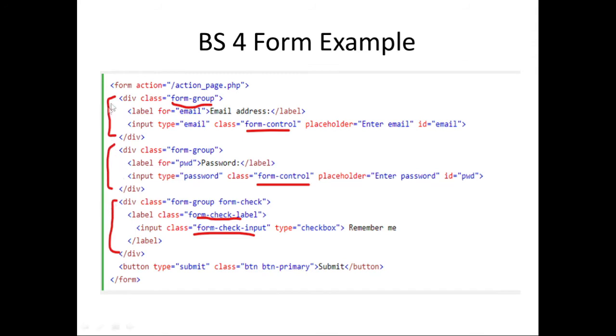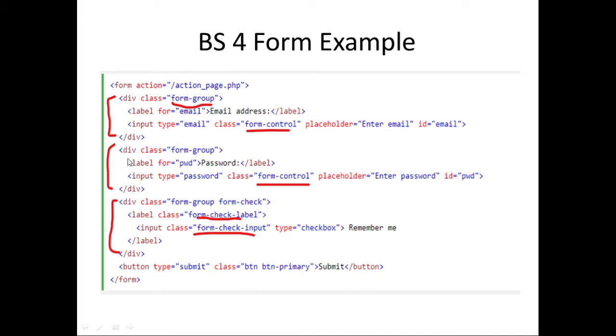So here we have our form. Form, then the action, this will be the file that will be opened if we submit this form. And then we have here now our label. Label, then for email, that's the ID. Then we have the input type email. What's important here is that the class that we use is form control. Then maybe placeholder, ID email, and we wrap both of these inside the division with the form group class.